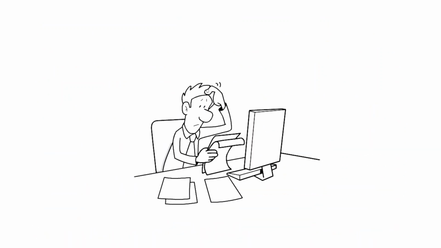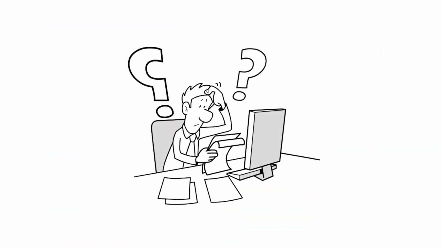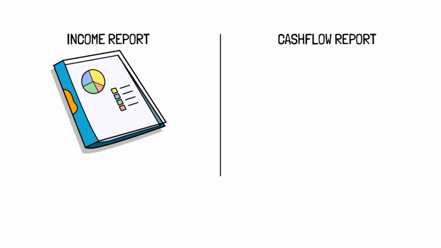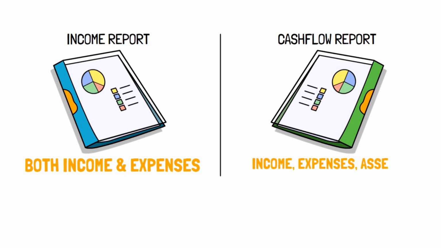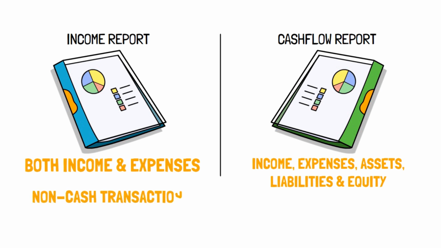I recognize that the income report and cash flow report can appear to be confusing, but the key differences to remember between the 2 are: first, the income statement only looks at the income and expense categories, while the cash flow report looks at cash transactions that occur for both income and expense, as well as assets, liabilities, and equity. Second, the income statement can include non-cash transactions, while the cash flow statement has only cash transactions.